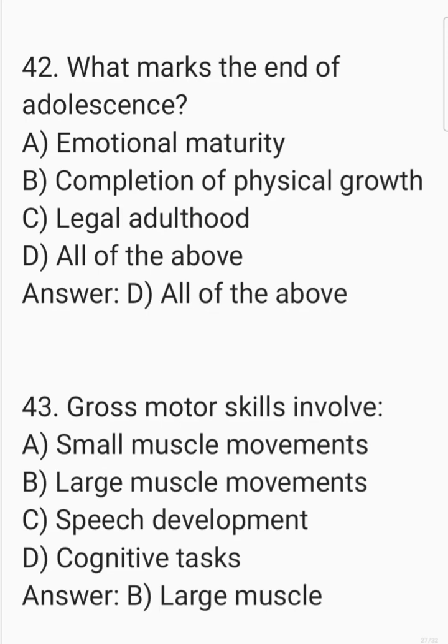43. Gross motor skills involve: A. Small muscle movements, B. Large muscle movements, C. Speech development, D. Cognitive tasks. Answer: B. Large muscle movements.